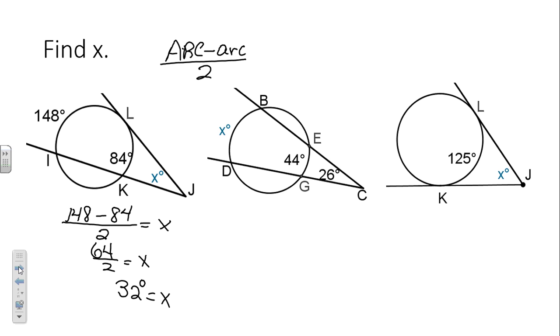Okay, next one. Are we intersecting inside or outside the circle? Is the angle inside or outside? Outside, so we're subtracting. Okay? So we know that the big arc minus the small arc divided by 2 gets us the angle.